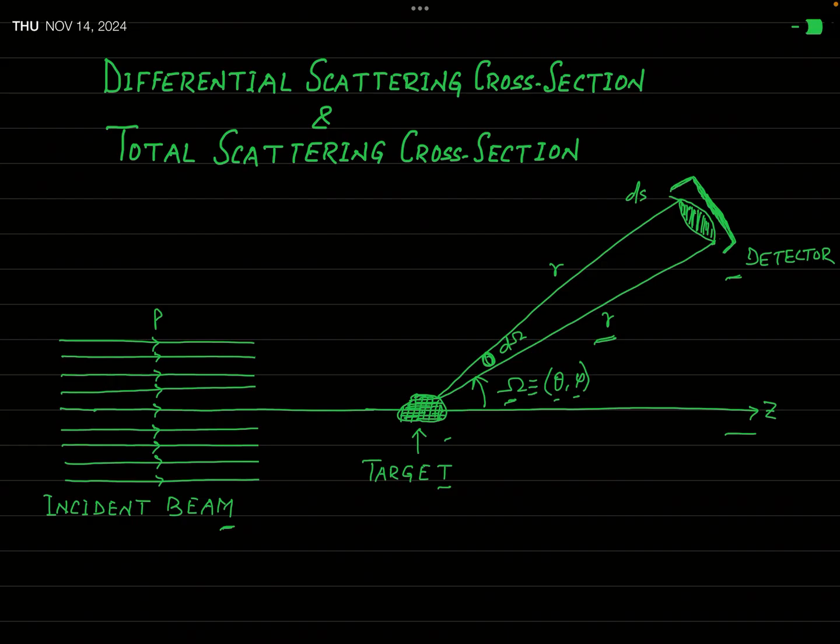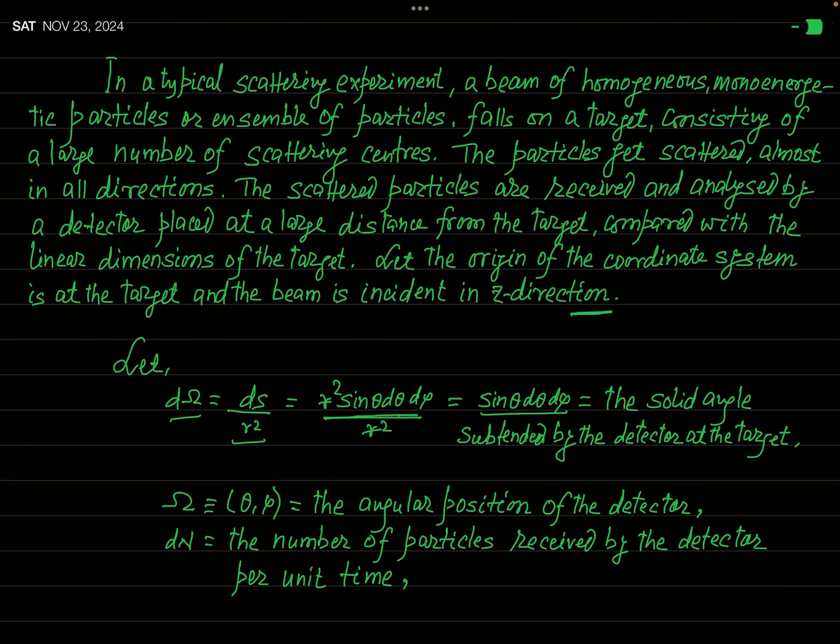After that, we consider that this dn is the number of particles received by the detector per unit time. How many particles strike the detector, or how many particles are received by the detector in unit time, that is equal to dn, I have assumed. So dn is the number of particles received by the detector per unit time.